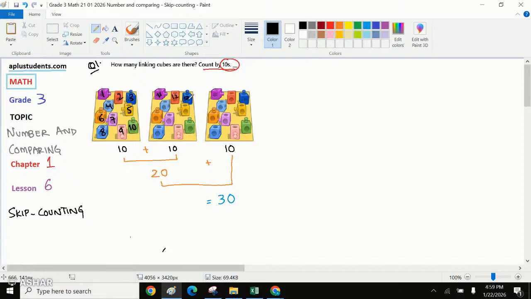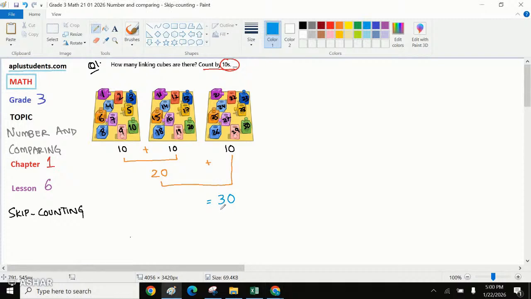11, 12, 13, 14, 15, 16, 17, 18, 19, 20, and 21, 22, 23, 24, 25, 26, 27, 28, 29, and 30. This was very long. When we were counting everything, it took a lot of time. But if we know how many cubes are in one stack, and we have 3 stacks over here, we can simply say if one stack has 10 in it, then 10 plus 10 is 20, and 20 plus 10 would be 30, right?